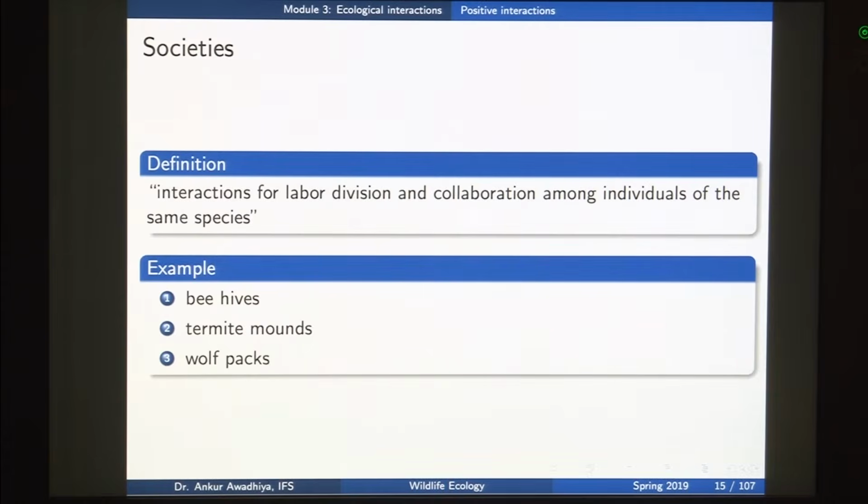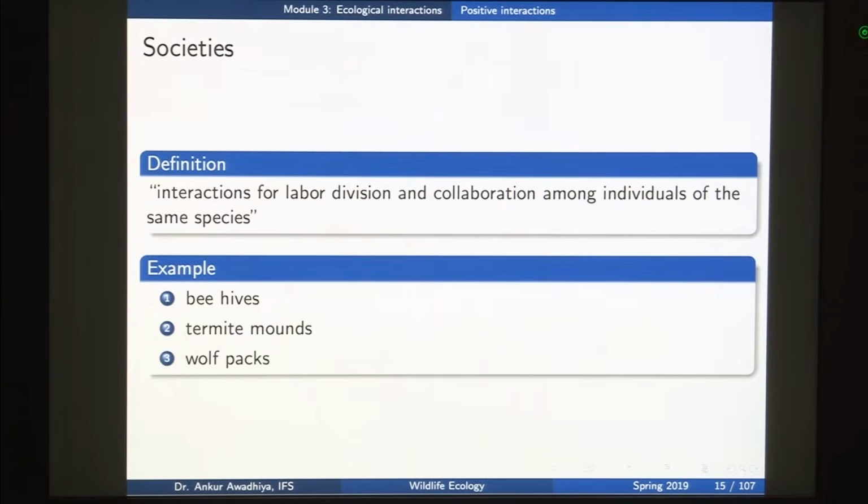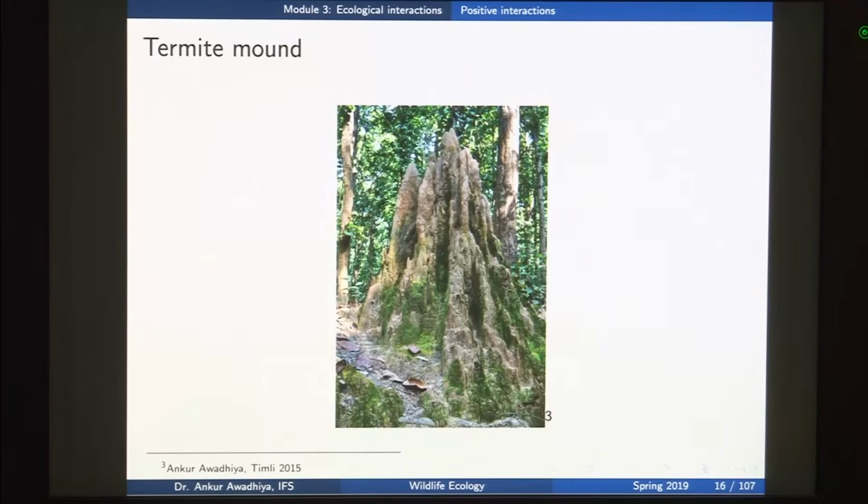Now, why is this collaboration essential? Because if we just consider a group of worker bees, they will not be able to reproduce. They do not have this ability, whereas the queen bee that has the ability to reproduce is not able to defend itself. So, only by coming together they are able to pass on their genes. So, this is an example of collaboration. These are interactions for labor division and collaboration among individuals of the same species. Examples are beehives, termite mounds and wolf packs. Even in the case of a termite mound, you will also have termites that are serving different purposes.